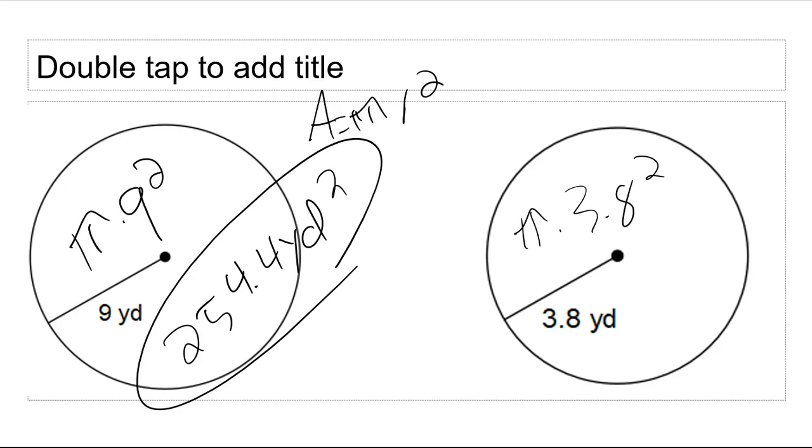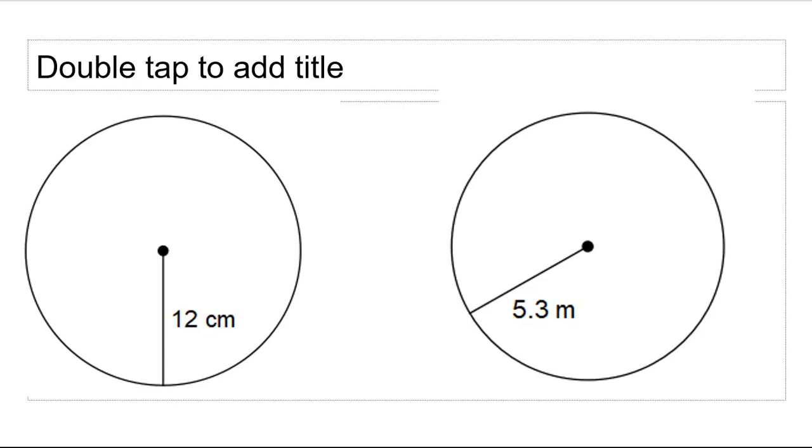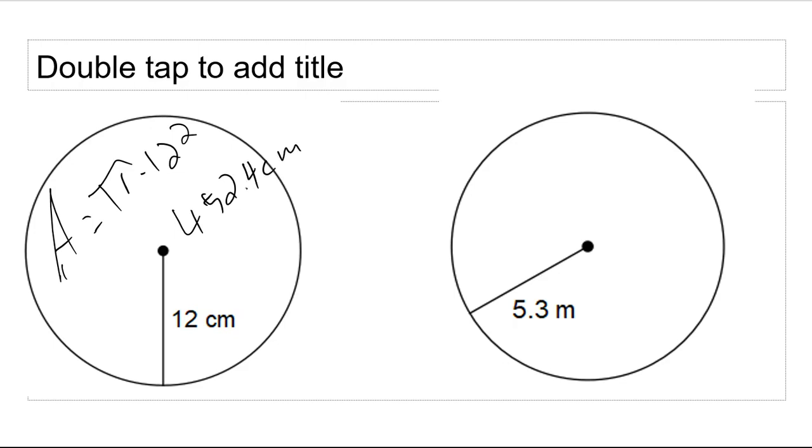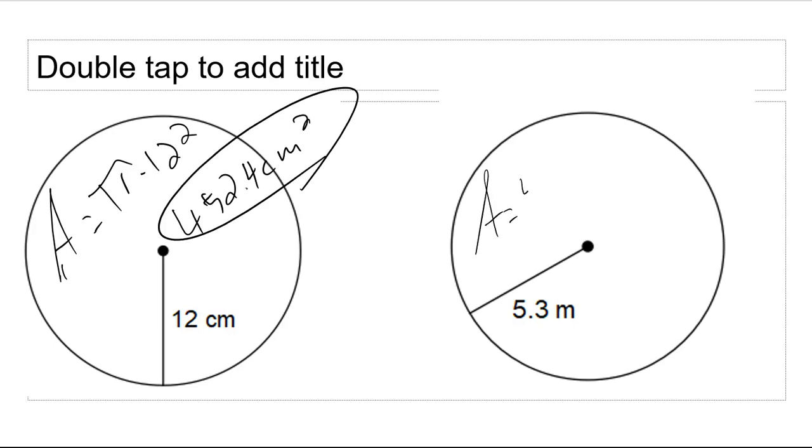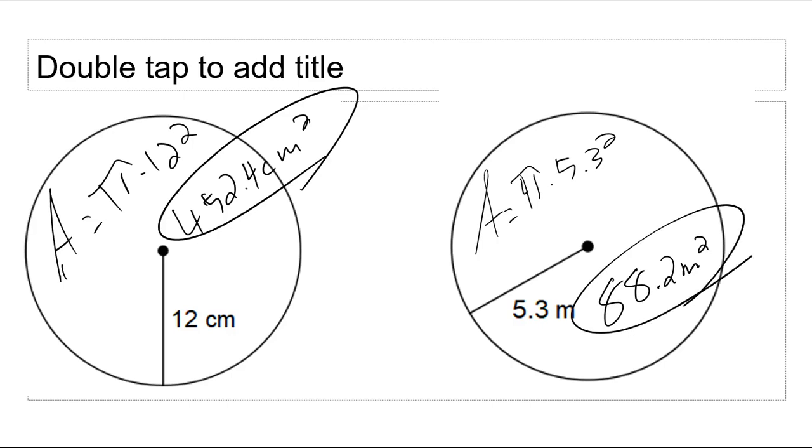3.8 squared. I'm going to get 45.4 yards squared. Alright, so my radius in the left one is 12, so area equals pi times 12 squared. It's going to give me 452.4 centimeters squared. This one, once again, radius is 5.3, so area equals pi times 5.3 squared. 88.2 meters squared. There we go.